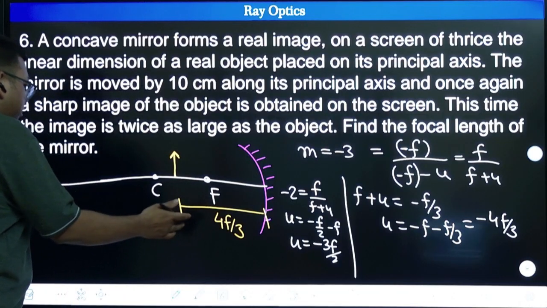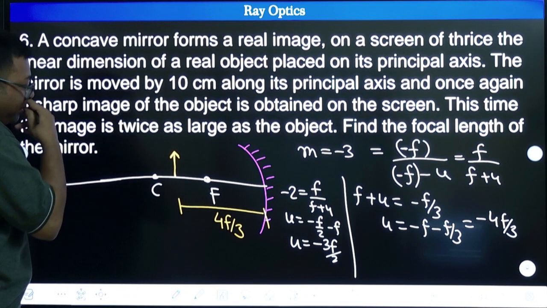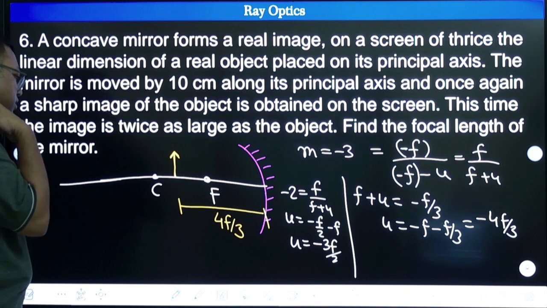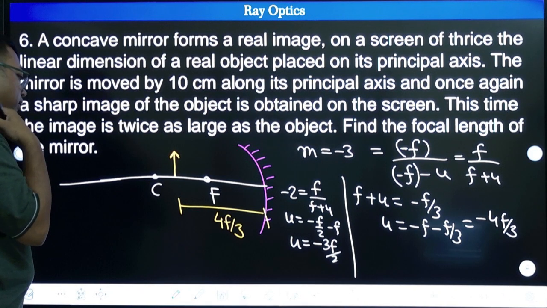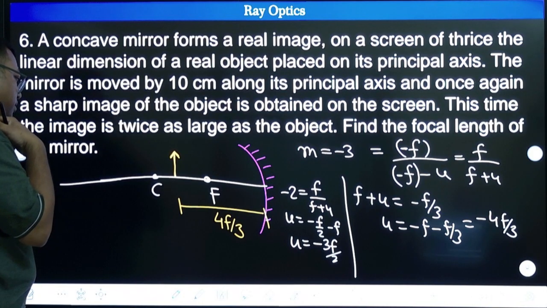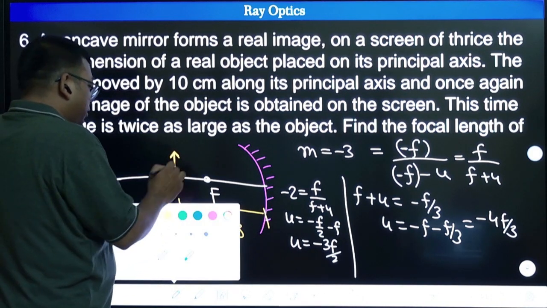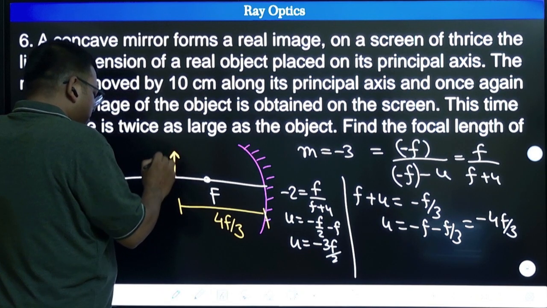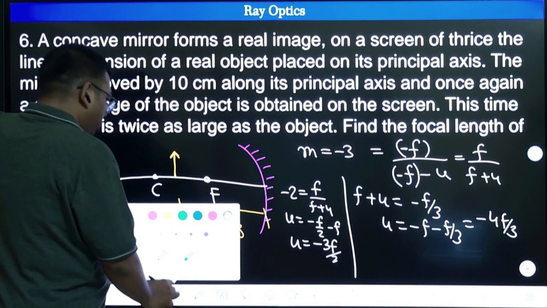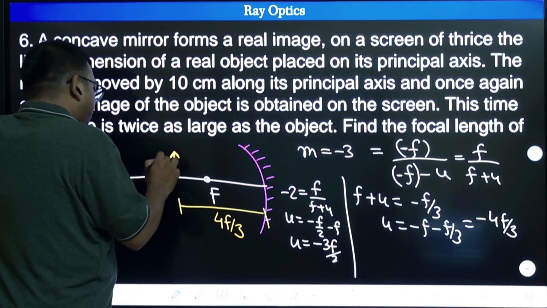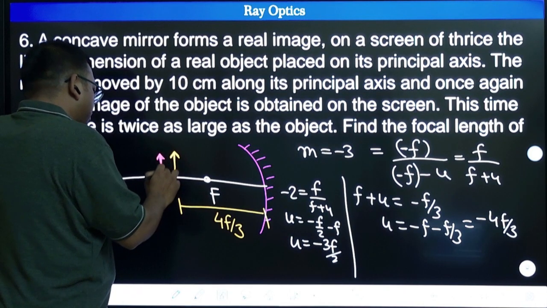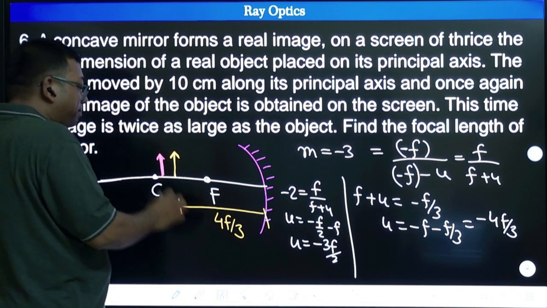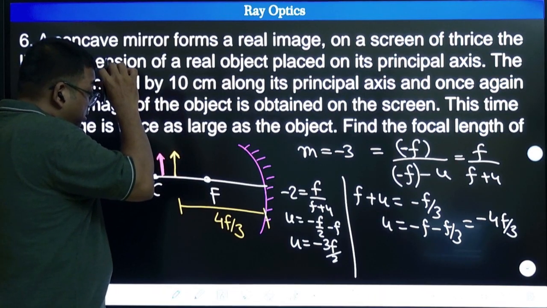This is 1.33. So 1.5 means it is still this side only, still between the center and focus, because when it is 2f, then it is at the center. So the object has shifted. Let us say this is object position 1, and now the object has come here. I am still taking the real image only. So the possibility is that it is now a real image. So how much did the object shift? How much did we move the mirror?